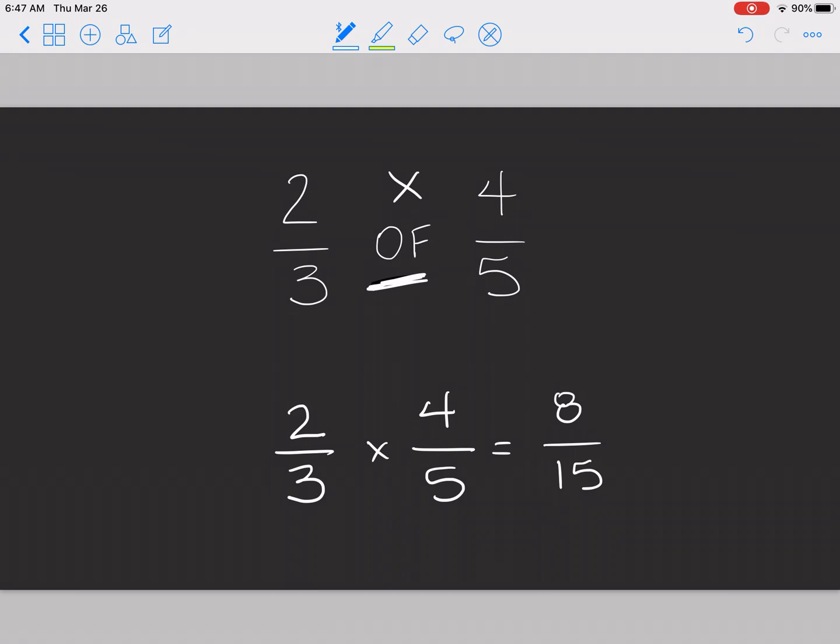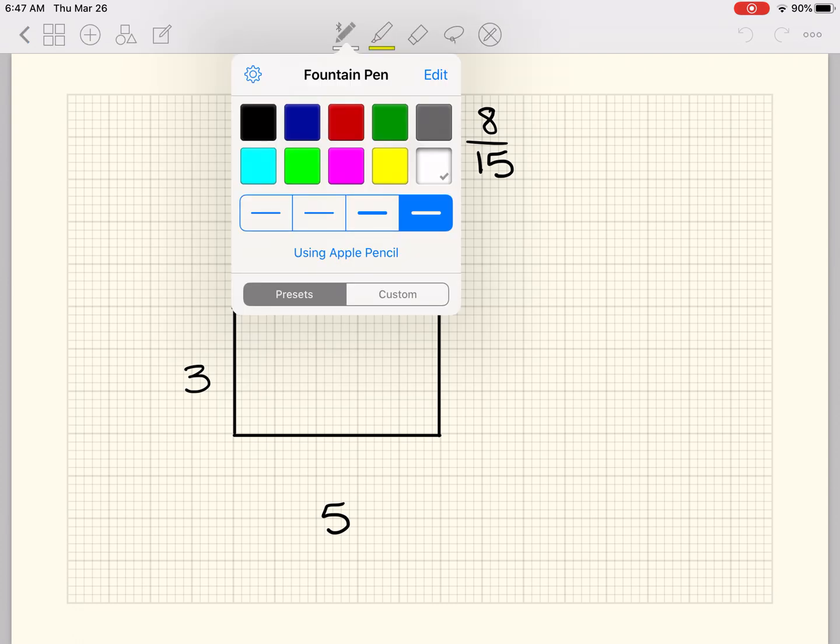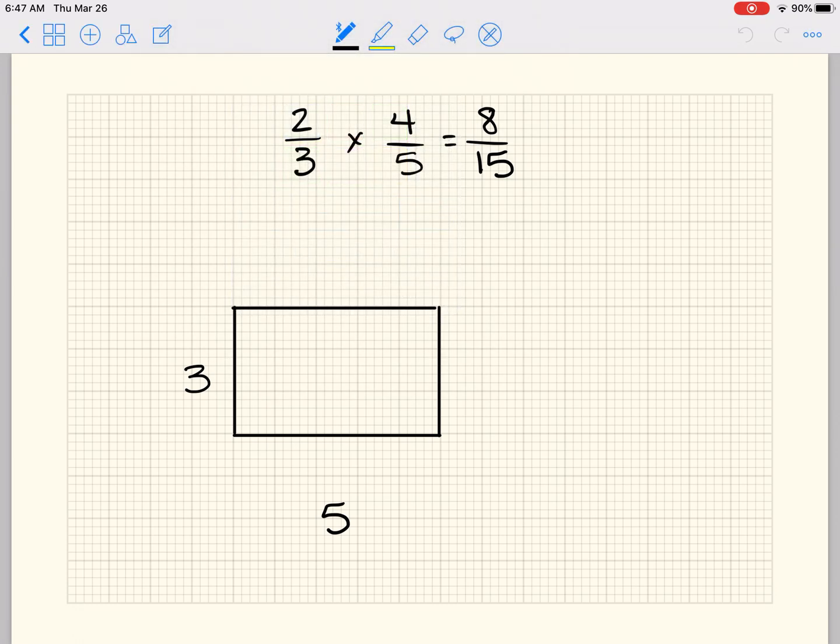Now let's move on to the more challenging part, drawing the visual fraction model. So here I have the equation 2/3 times 4/5 equals 8/15. Now, as you can see below, I used the two denominators, 3 and 5, and I created a rectangle, and that's where my visual fraction model happens.